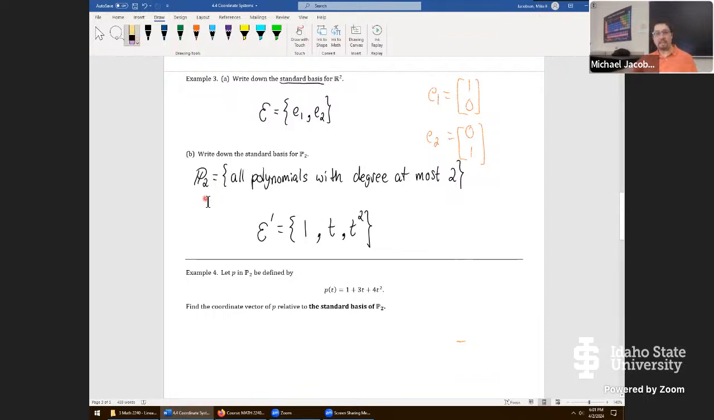If we did it for P3, it looks about the same. You just add a comma and go up to t cubed. Well, any questions, folks, with those standard bases?